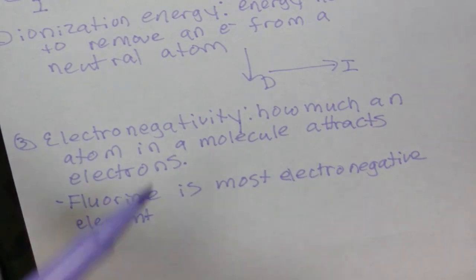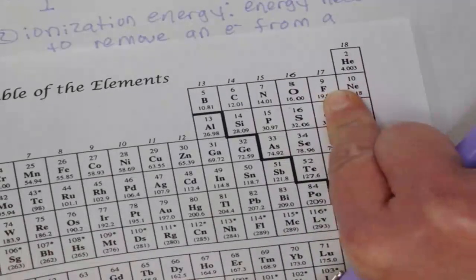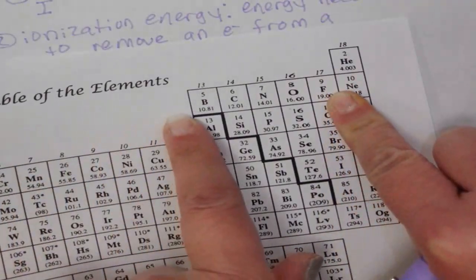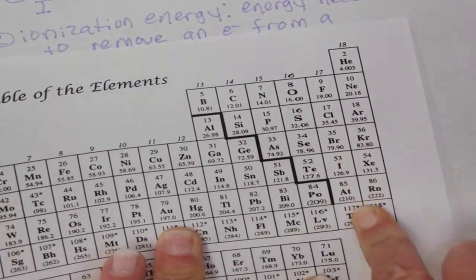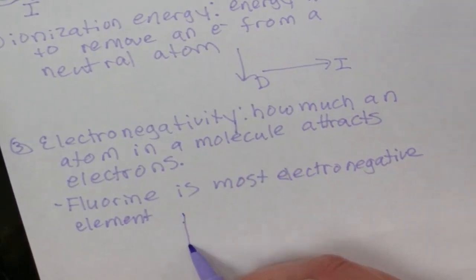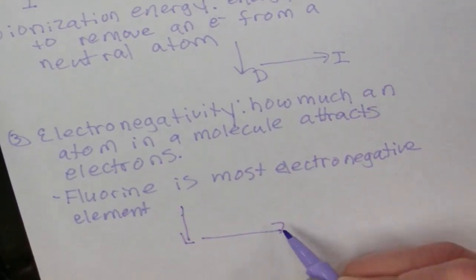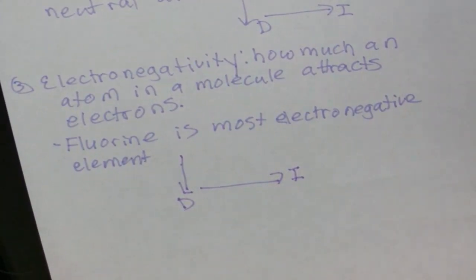What happens if fluorine is the most electronegative element? Then electronegativity is going to have to increase as I move across and decrease as I move down. Why is that? Here we go.